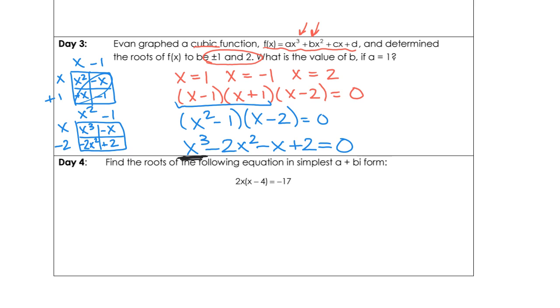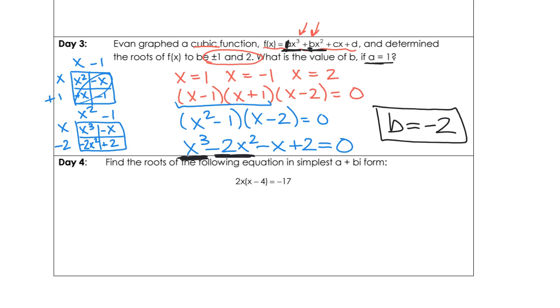And so now we can go ahead and compare what we have with what we have up here. So notice we have an x cubed, and they have an ax cubed, and they said a equals 1, and 1 x cubed is the same as our x cubed. So far, so good. Next up is a minus 2x squared, and they have a positive b x squared. And so b is the coefficient in front of the x squared, and our coefficient in front of our x squared is negative 2, and therefore we're going to say b equals negative 2.